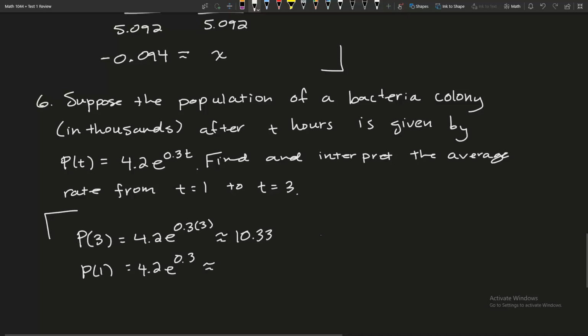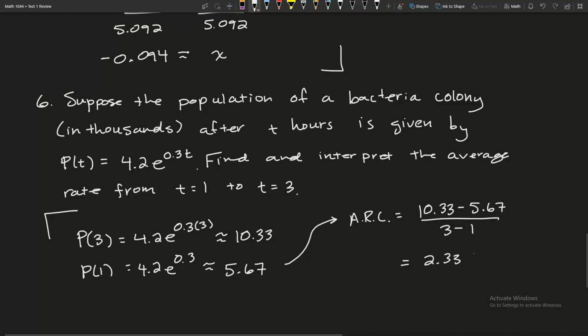So it comes out to 5.67. So then our average rate of change, so the ARC, is just the slope formula between these two things, which would be 10.33, the y value, minus 5.67, the other y value, divided by the two x values, subtracted, 3 minus 1. So 10.33 minus 5.67 divided by 2 comes out to 2.33. And as mentioned, this is going to be thousands of bacteria per hour.